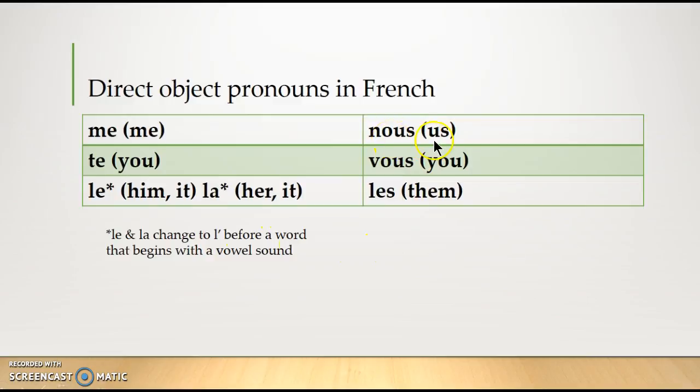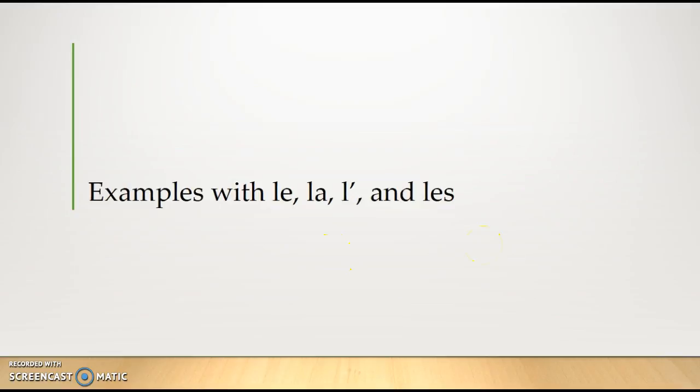We have nous, which means us, which you're used to seeing nous as we as well, so there's no big shock there. Vous, as well, very familiar. You know that's you or you all. And then les is going to replace them. So let's start with some example sentences with le, la, l', and les.